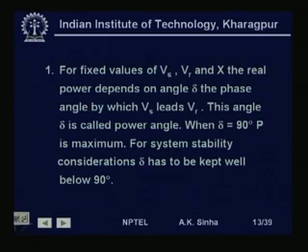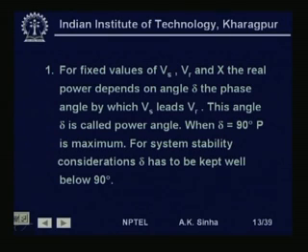From these relationships we can draw the following conclusions. For fixed values of Vs, Vr and X, that is for a given transmission line and given system voltage, the real power depends on the angle delta, the phase angle by which Vs leads Vr. This angle delta is called the power angle. This is mainly because it is the angle delta which determines how much power is going to flow on the line. Therefore, we call this the power angle.